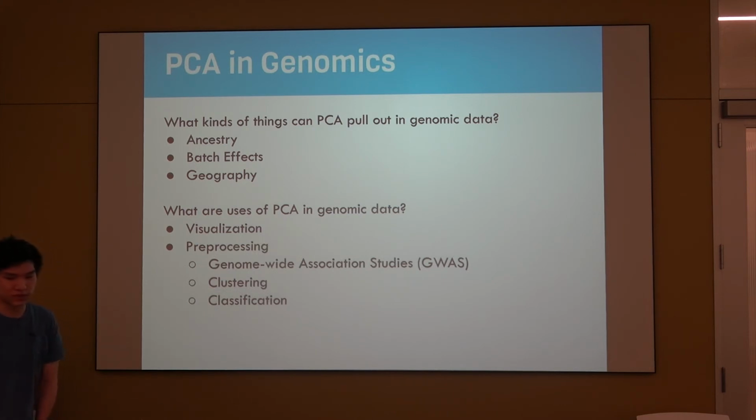So earlier we mentioned that we can use it for preprocessing. Some examples of preprocessing in genomics are things like genome-wide association studies. So you may want to use principal components to aid your genome-wide association study. You may also want to use it before doing some downstream analysis, such as clustering or classification.